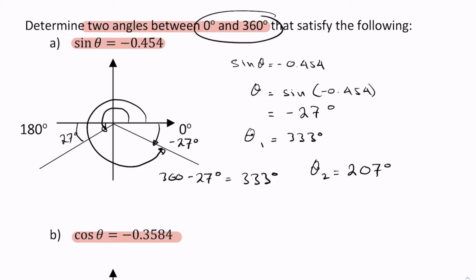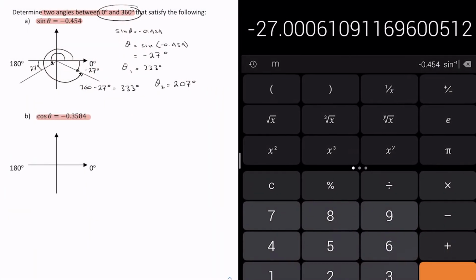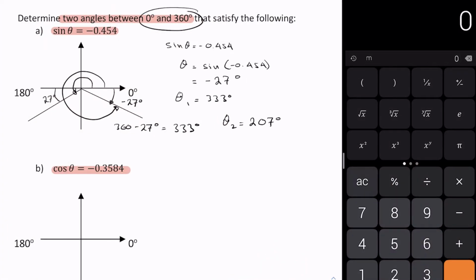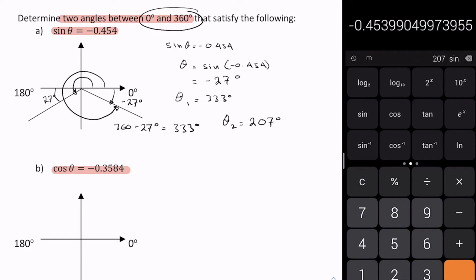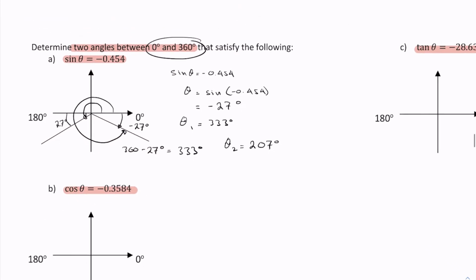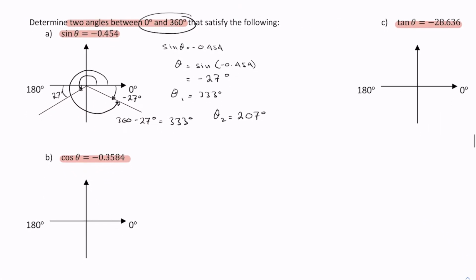And as usual, if we want to convince ourselves that that is correct, let's go to our calculator and do sine of 207, and if you round that, 0.45399, you get 0.454. It's negative, and it works out pretty well. So that's our first one, theta 1 and theta 2.